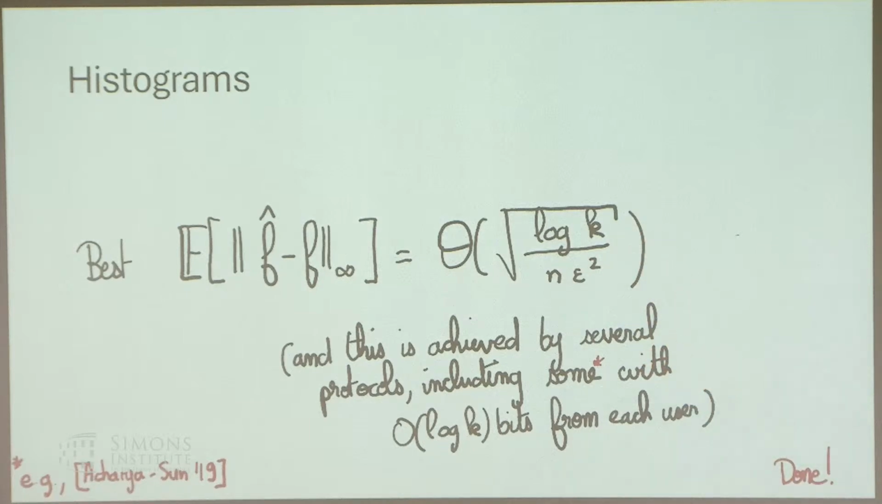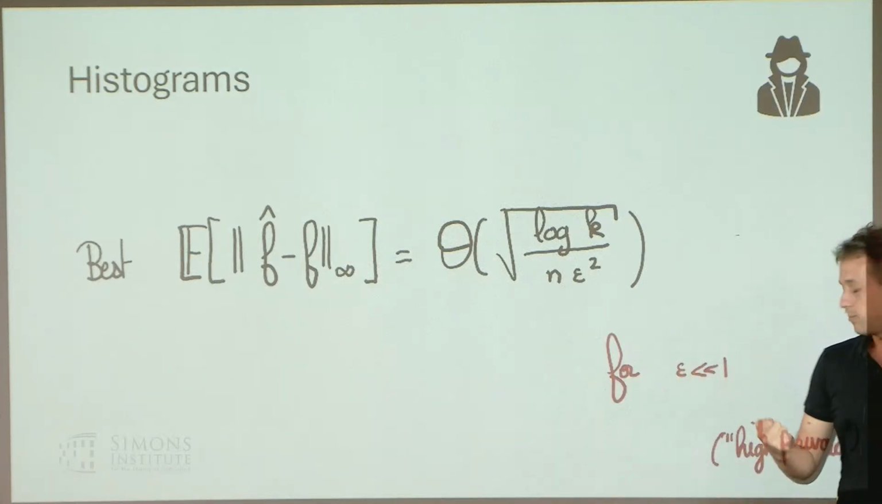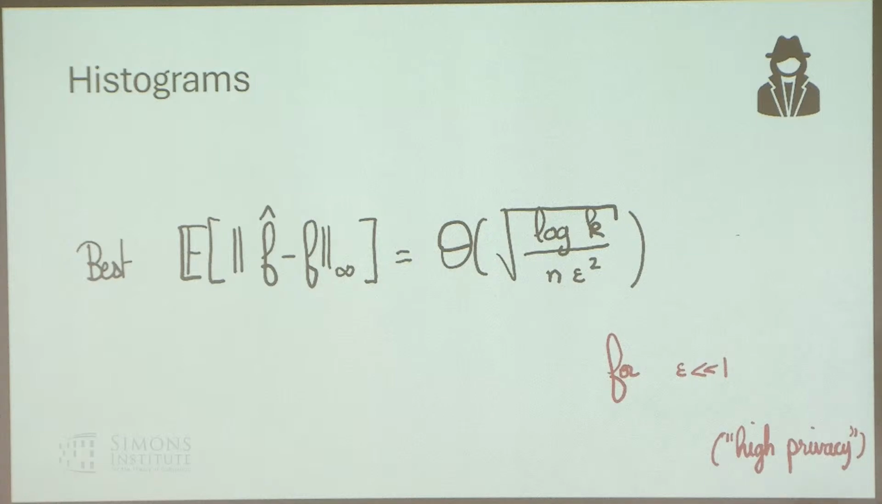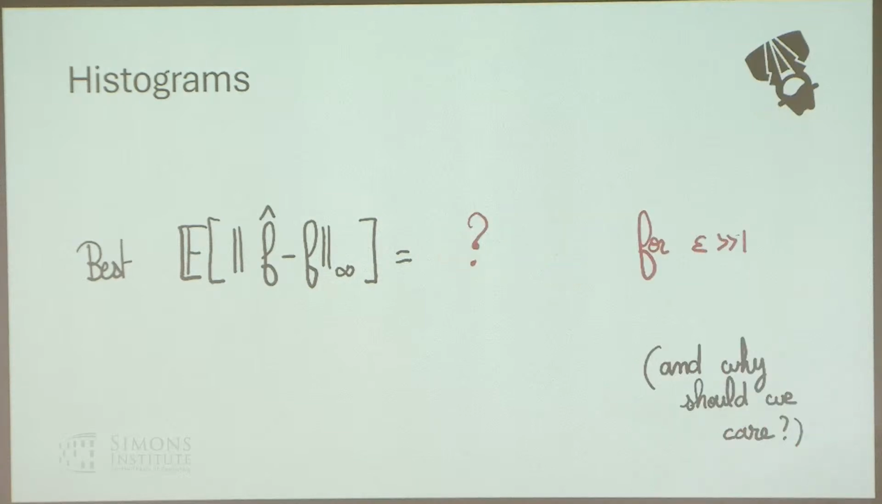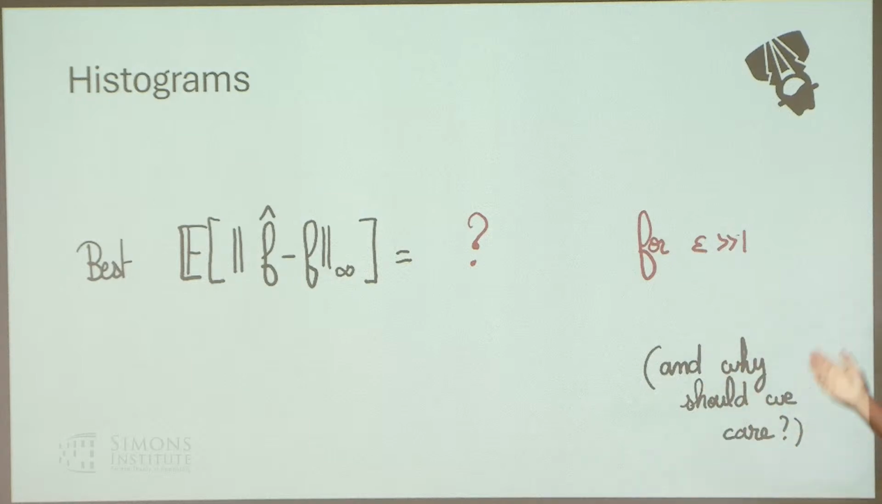So at this point, it looks like we're basically done. The catch is that all of that is for small epsilon, which is also the high privacy regime. It requires a little bit of mental gymnastics: high privacy, low epsilon; low privacy, high epsilon. But that's still good. The question is, what happens when epsilon is large? Think of epsilon being like 1, 2, 3, up to log k maybe. Then it's really not quite known what the answer should be. And I would like to argue that's also a setting we should actually care about, even though that doesn't provide a lot of privacy on its face.